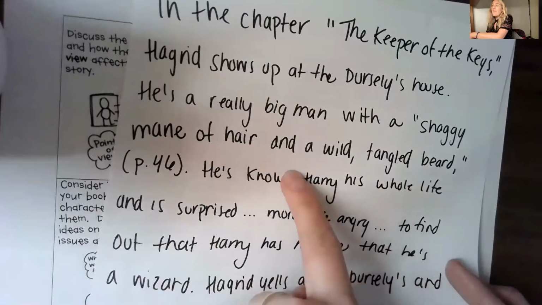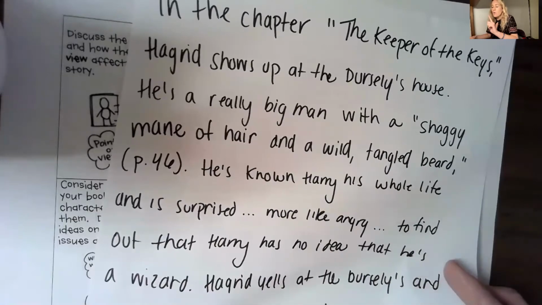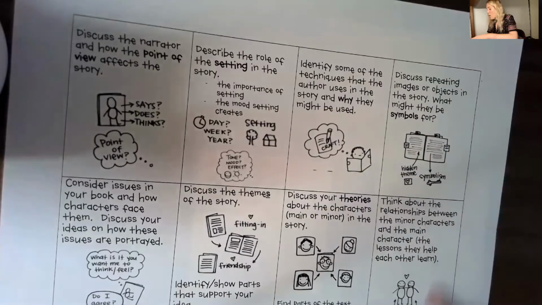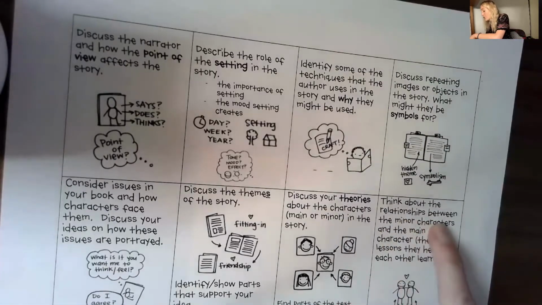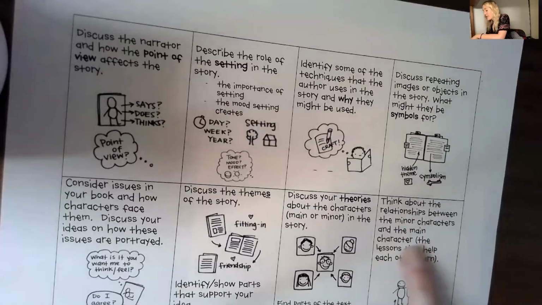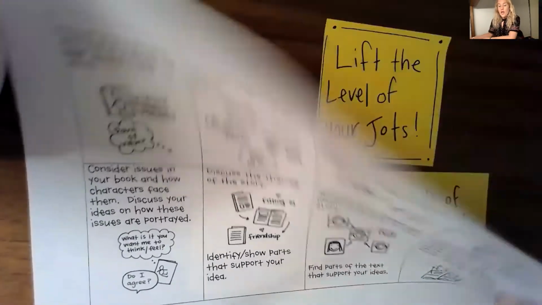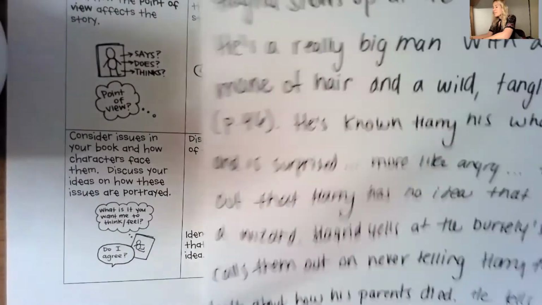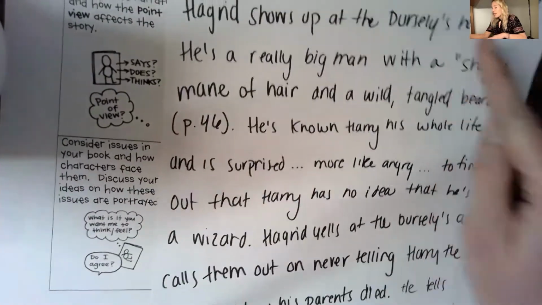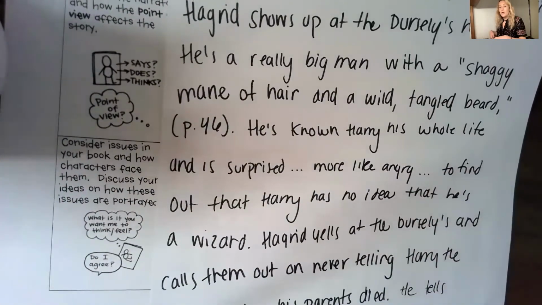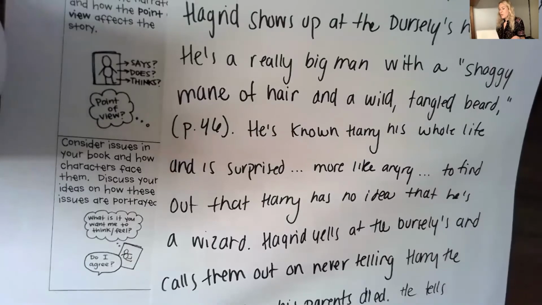I feel like if I'm going to talk about Hagrid, it should probably be more about his relationship to Harry. Is that something? Oh, think about the relationships between the minor characters and the main character, the lessons they help each other learn. I don't know the lesson yet, but I think I could start talking about this. For instance, in this chapter, Hagrid shows up and he hasn't seen Harry since he was a baby. He comes in, he gets so angry.